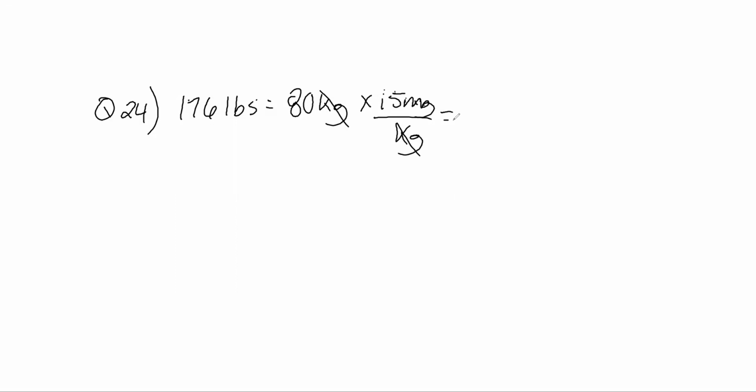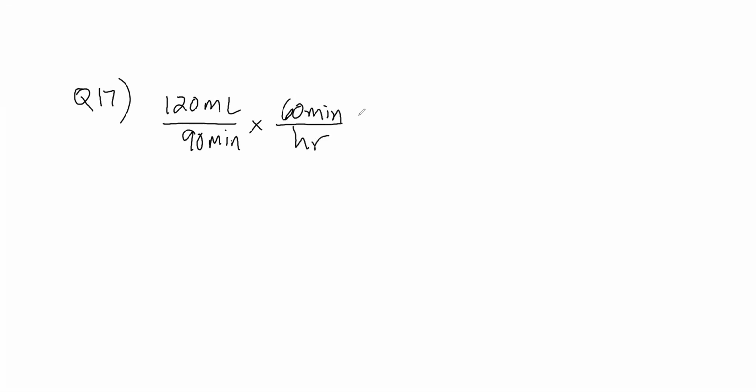All right. So the trick with flow rates is just remembering that your flow rates are going to be in milliliters per hour. So that might just mean you need to do a little extra conversion. So for 17, we have 120 milliliters, 90 minutes, and we just need to convert minutes to hours. And I think the answer to this one is 80 milliliters per hour.